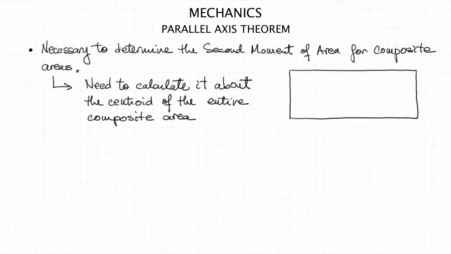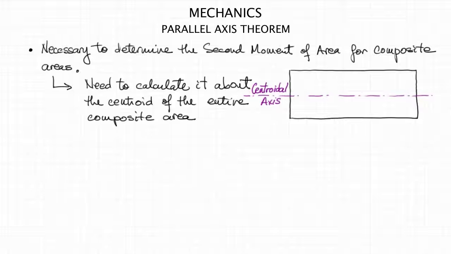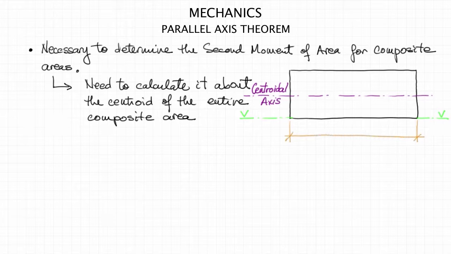So in order to do that, let's see how we can calculate the second moment of area about another axis which is parallel to the centroidal axis of the original area. So here we have a rectangular area. Its own centroidal axis runs through the middle of the area, but we do not want to calculate the second moment of area about the centroidal axis, but we want to calculate about a new axis, let's say axis VV, which in this case I selected at the bottom of this rectangular area that has dimensions of B and D.